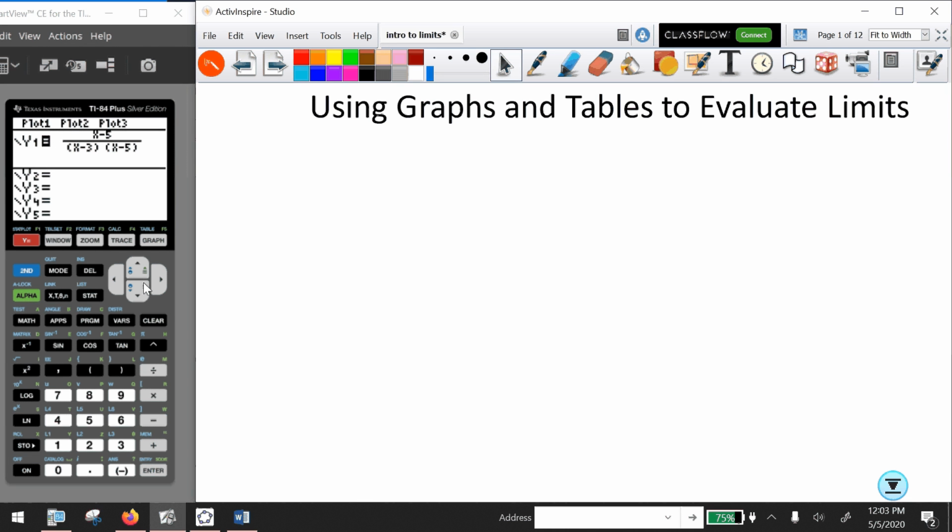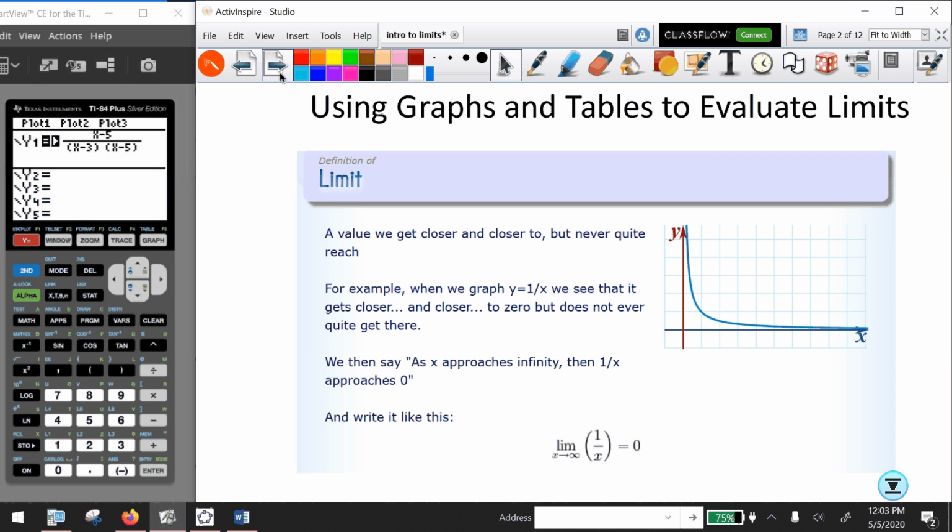In this video, we're going to learn how to use graphs and tables to evaluate limits. So we're just going to start off with the definition of a limit. This is from the website mathsisfun.com. A limit is a value we get closer and closer to, but never quite reach.